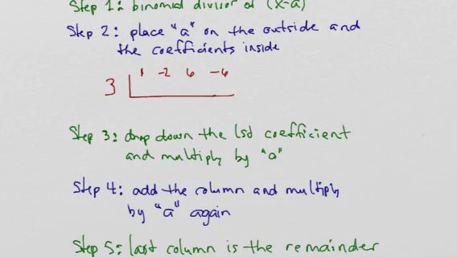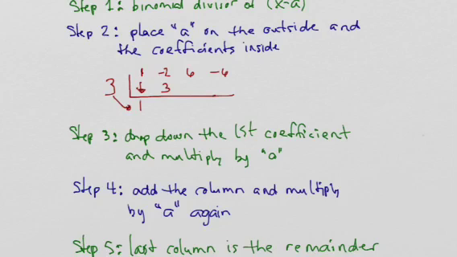So I've listed those coefficients. Step 3. I want to drop down the first coefficient. So this first one here drops down. Then I'm going to multiply it by a. So this number on the outside is now going to multiply with that 1. 3 times 1 is 3, and I place it in the next column.